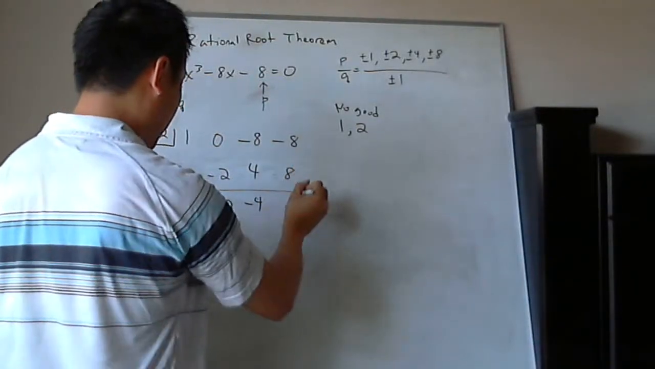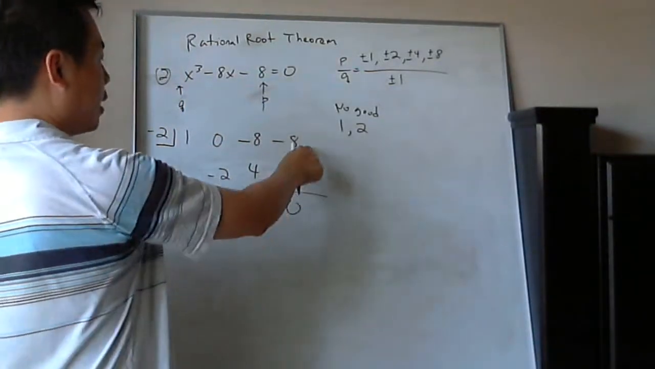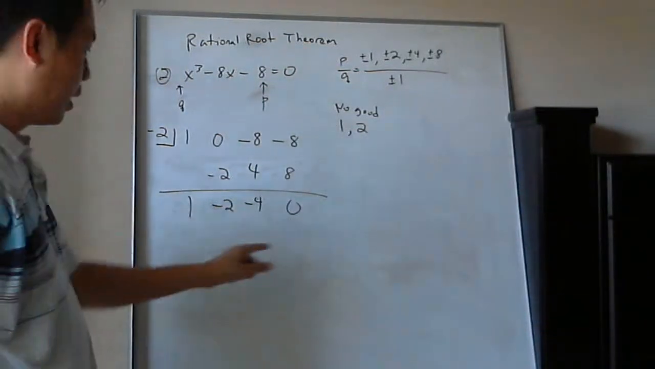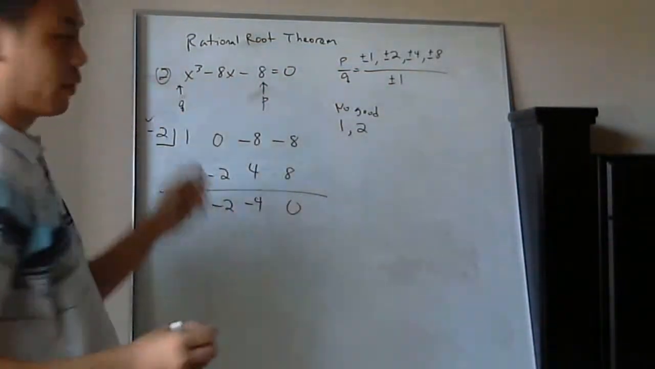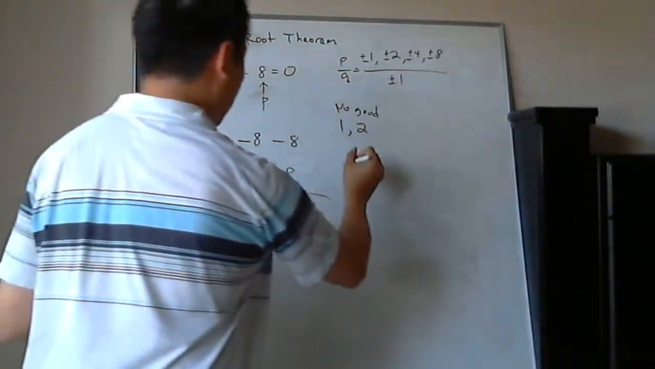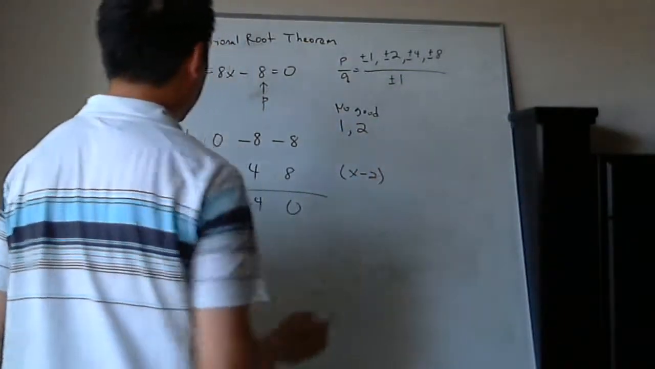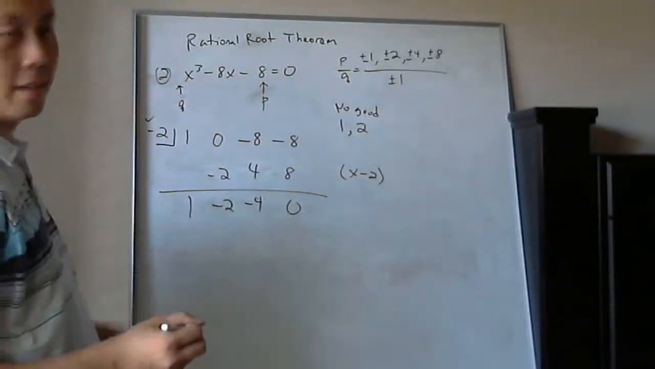Look at what we have here. Negative 2 times negative 4 is 8. Negative 8 plus 8 is 0. That means that negative 2 is one of the roots. So we know that x plus 2 has to be a factor of this because of that.